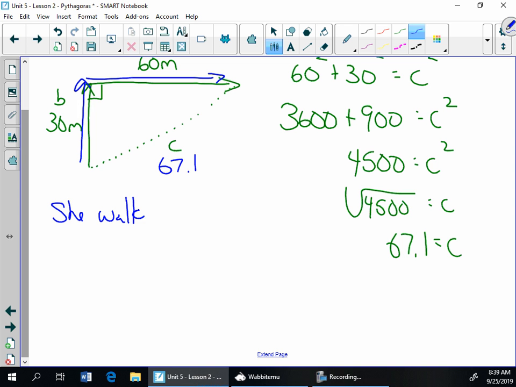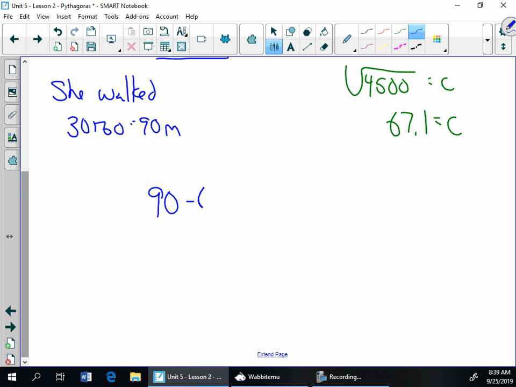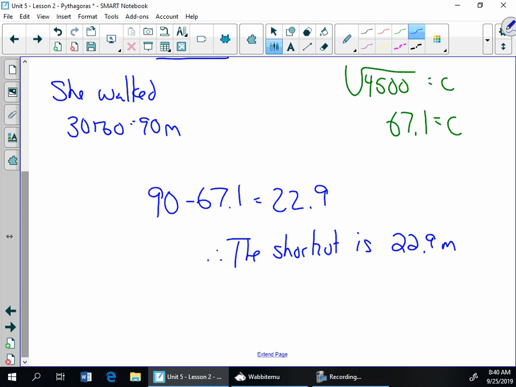She walked, well, 30 plus 60 is 90 meters. She really could have walked this short distance. How much further is that? Well, 90, take away 67.1, comes out to 22.9. Okay? The shortcut is 22.9 meters shorter. That's a perfect use of Pythagoras.